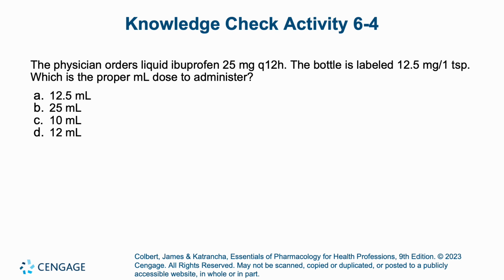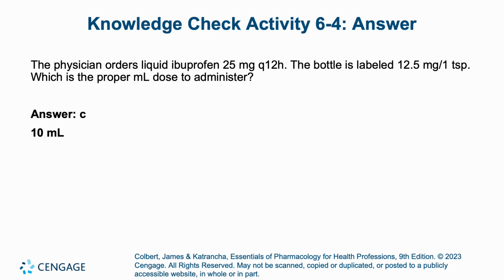So this is hard to do, again, via audio because I can't write it out for you. But if you are supposed to give 25 milligrams for the dose, and there's 12.5 milligrams in 1 teaspoon, you're going to do that calculation and you're going to end up finding out you need 2 teaspoons, okay? Then you need to know what the teaspoon and mL conversion is, which I know off the top of my head, but you may need to look up at this point. 1 teaspoon is 5 mLs. So if I'm giving 2 teaspoons, my final answer is C, 10 mLs.